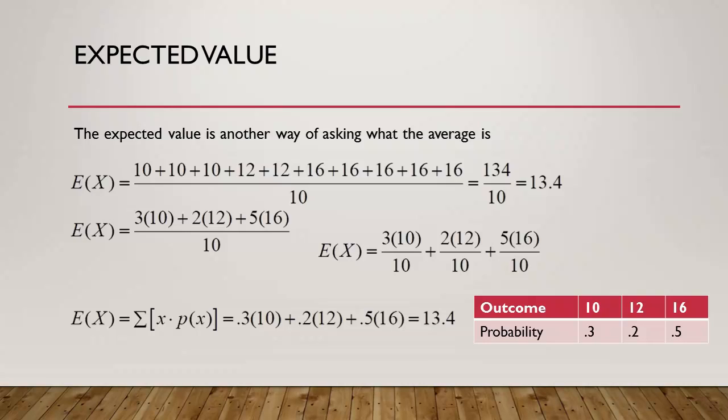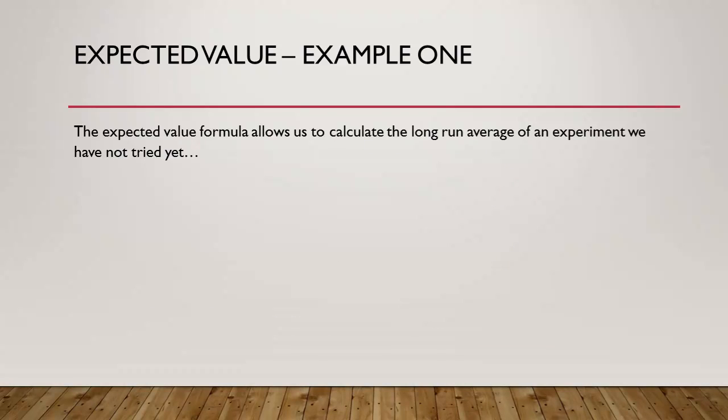So you'll look at the table here. That's typically how I would find the outcomes and their probabilities, and then I would multiply them together. But notice I don't know my original data in this table. I only know the probabilities and the outcomes. So that gives me the ability then to calculate the long-run average of an experiment that I've never even tried yet.